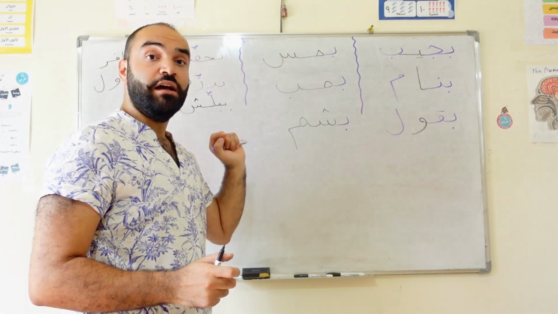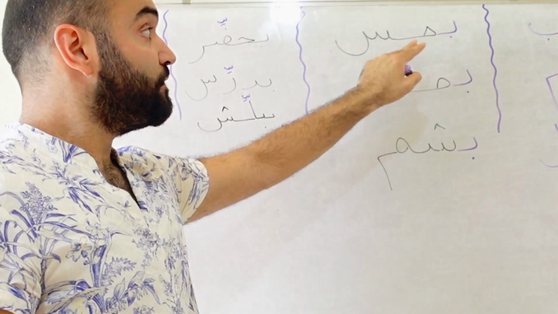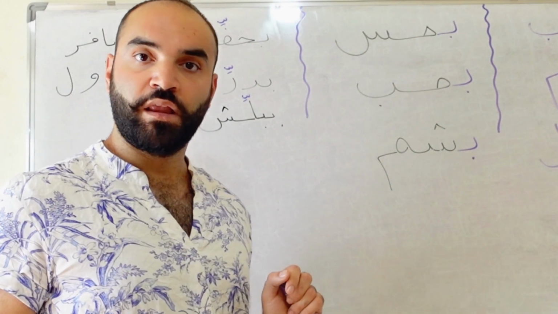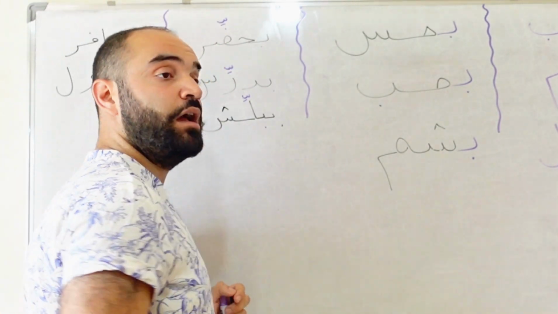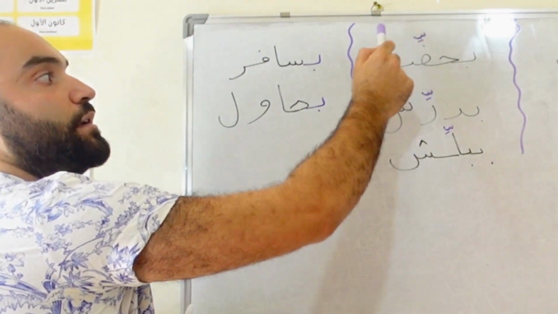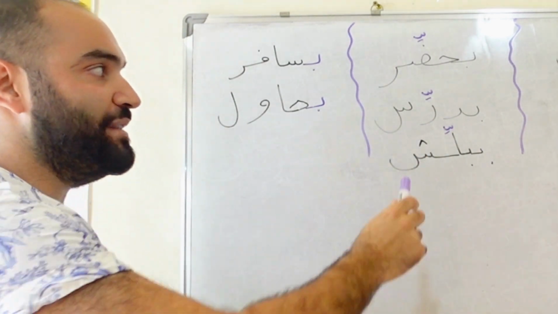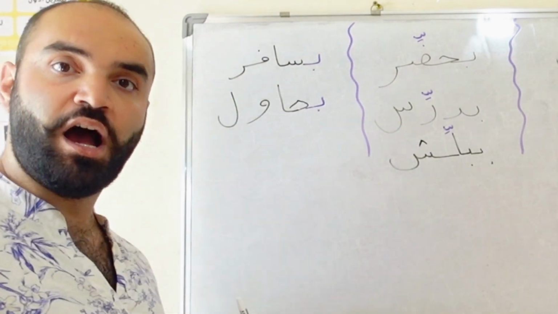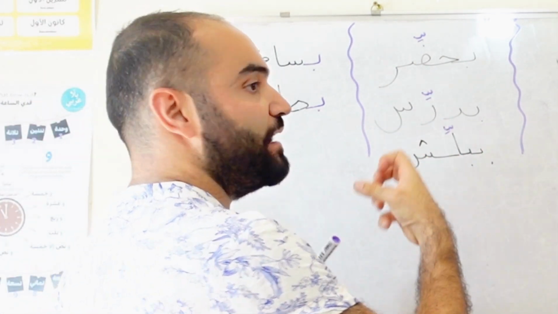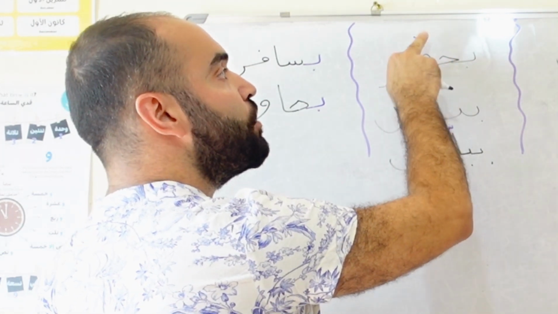The second one: verbs that have just two letters in the root. We're talking about the root. The root has just two letters. بحس, I feel. بحب, I like. بشم, I smell. Then verbs that have شدي: بحضر, I prepare. بدرس, I teach. بلش, I start. You see, the verb has شدي. شدي, as we said, makes the letter stronger, and it shares the sound with the letter before and the letter after.